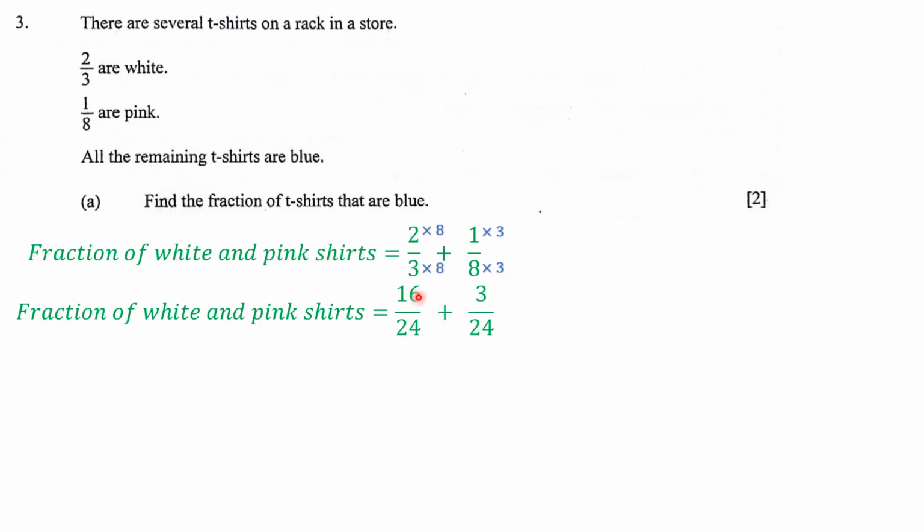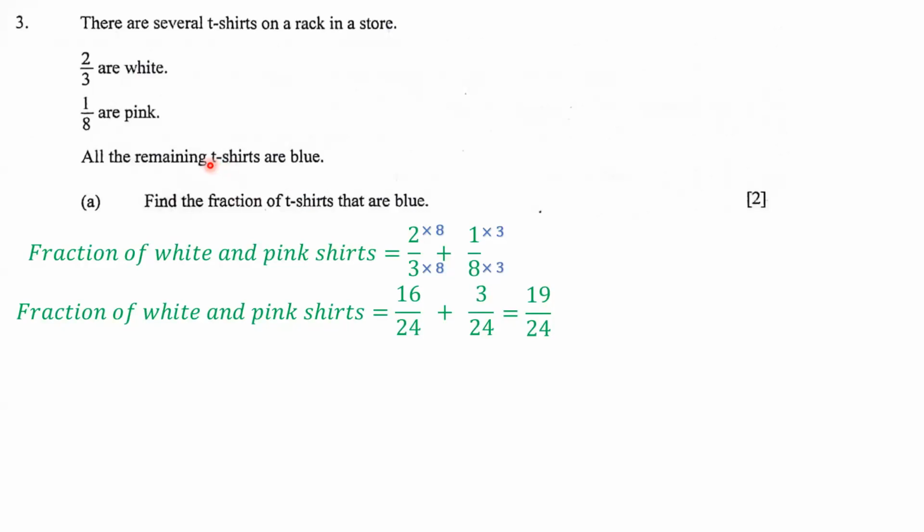So we say 16 plus 3. We only add the numerators. We do not add the denominators. The denominator just stays the same. So 16 plus 3 is 19 over 24. That means if we combine the fraction of white t-shirts and the fraction of pink t-shirts, we get 19 over 24.